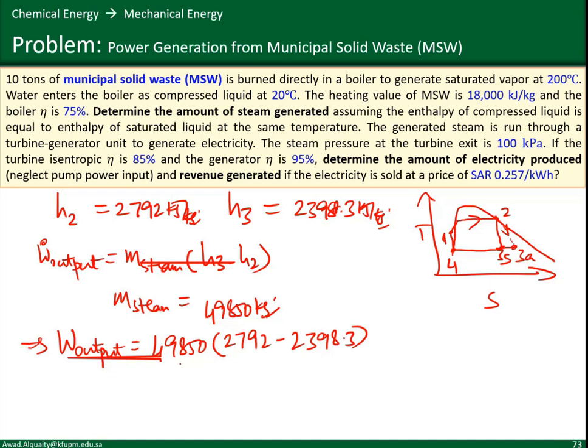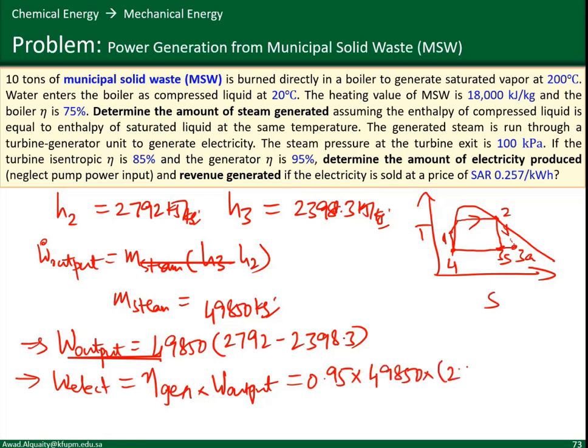Okay, so this is the work output from the turbine, but we are not really interested in the work output of the turbine. We are interested in how much electrical energy is being generated from it, right? Electrical energy generated is simply generator efficiency times the work output of the turbine, right? So the work output of the turbine is mechanical work output. You have to convert it to electrical energy using the generator, right? So now the generator has an efficiency of 95%. So 0.95 times 49,850 times 2792 minus 2398.3.